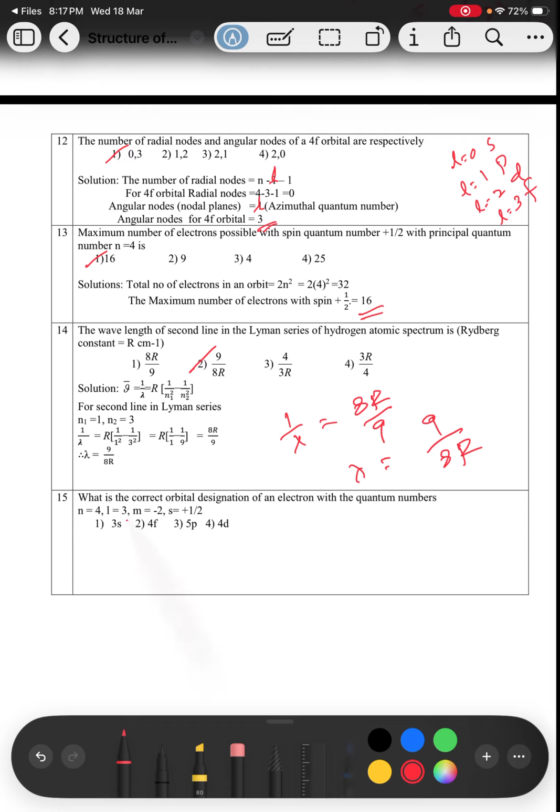Next, 15th one, what is the correct orbital designation of an electron with the given quantum numbers? The orbital designation is determined by knowing the principal quantum number n, that is 4. L equal to 3 means f orbital. Here I already told you L is equal to 0 means s orbital, L equal to 1 means p orbital, L is equal to 2 means d orbital, L is equal to 3 means f orbital. So here the orbital is 4f. So the 4f option is present in the second option.